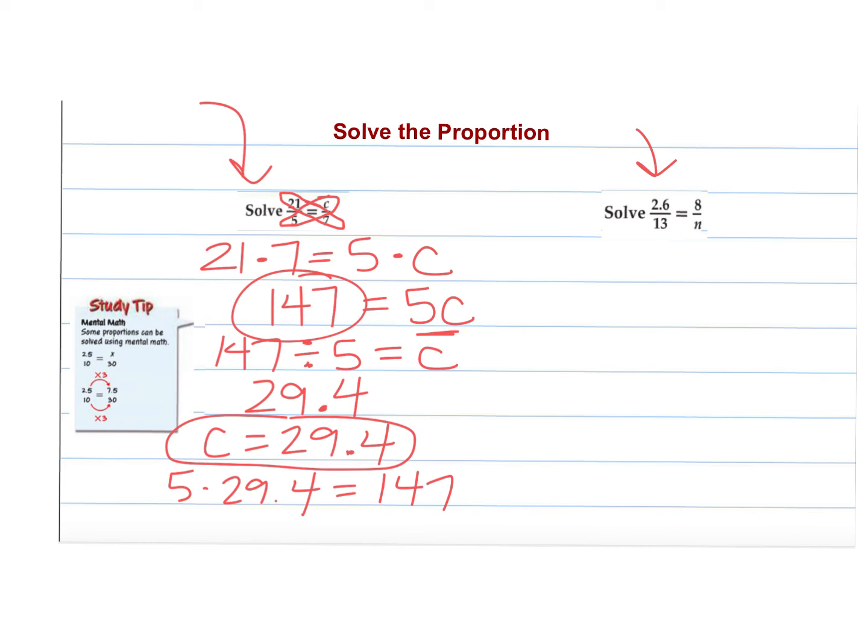2 6/10 over 13 equals 8 over n. So we would do 2 6/10 times n equals 13 times 8.